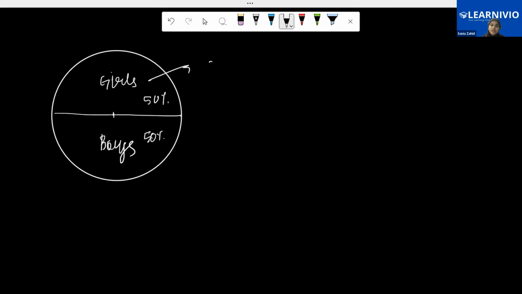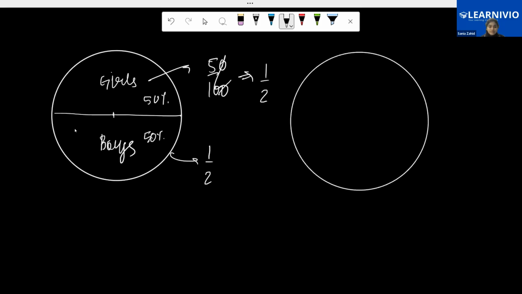So girls would be 50 by 100. Because total percentage of anything is 100 percentage, and girls is 50 percentage. So the fraction would be 50 by 100. So you get 1 by 2. Similarly, here also the fraction would be 1 by 2. Understood this thing? Yeah.